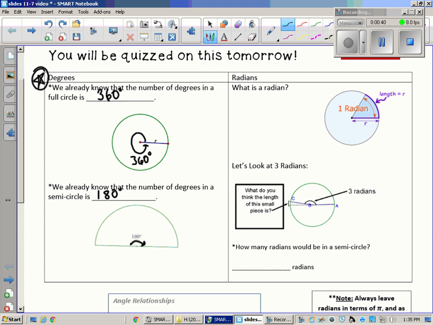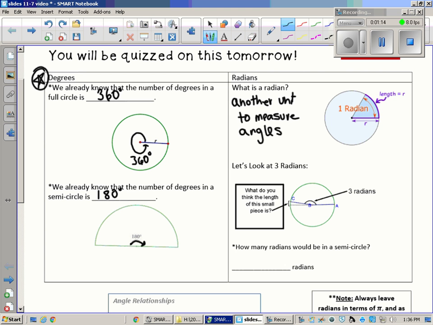So degrees is one way to measure angles, but we also have something called a radian. So a radian is another unit to measure angles. As you can see in this diagram, 1 radian is much bigger than what a degree is. Typically what we say is that 1 radian is the length along the arc of 1 radius of the circle.